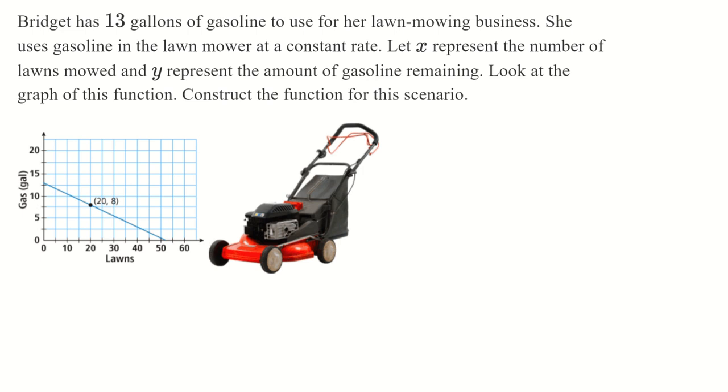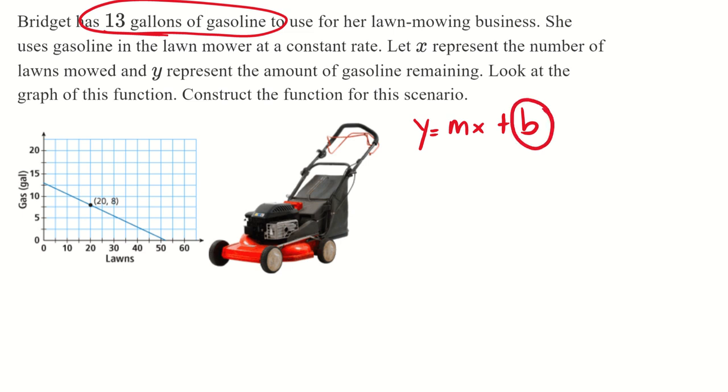So we know Bridget has 13 gallons of gasoline. That's our initial value, right? If we have y equals mx plus b, we know our initial value is going to be 13 gallons of gas. So we can say this is y equals mx plus 13. And then we want to find what our slope is going to be based upon this point here at 0, 13, and this point here at 20, 8.